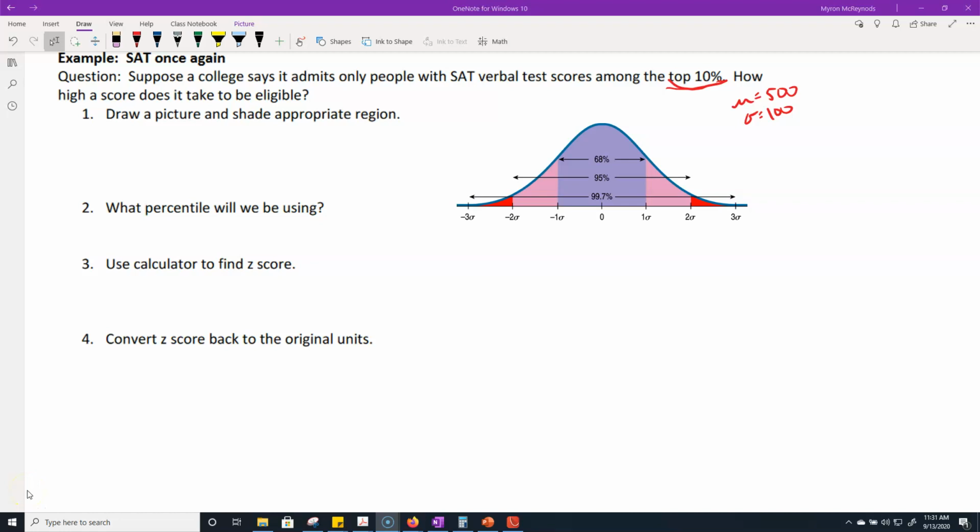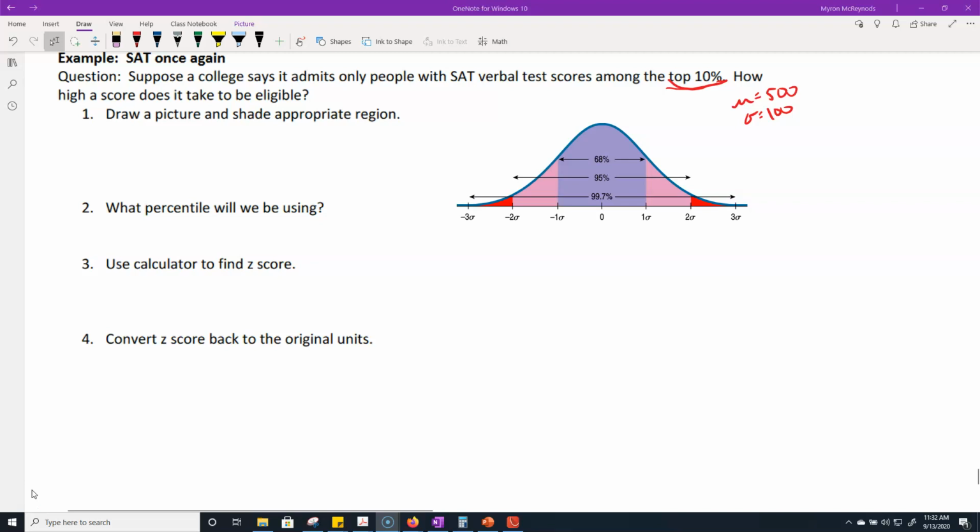All right, class, now I'm going to do the Chapter 5 outline, example number 4, that SAT once again with the TI Nspire calculator. And the first thing they want you to do is draw the picture. Just draw that normal distribution again. And it says, suppose a college says it admits only people with SAT verbal test scores among the top 10%. How high a score does it take to be eligible?